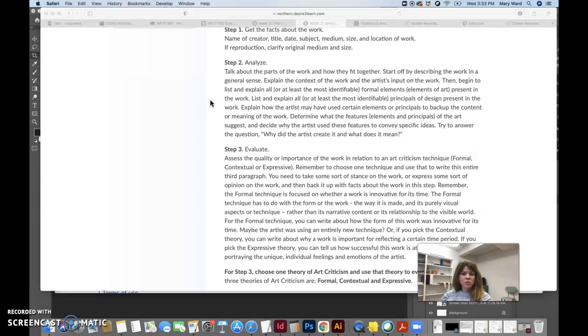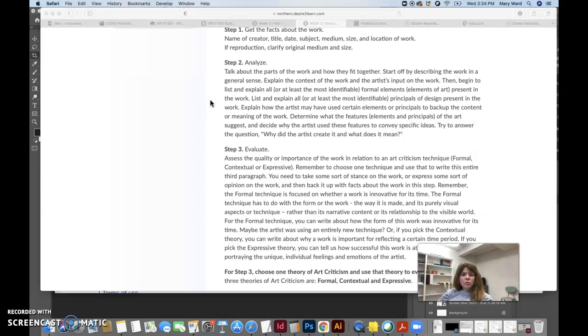Explain how the artist may have used either the elements or the principles to back up the content or meaning of the work. So how is the artist using color to back up the meaning of the work? How is the artist using symmetry to back up the meaning of the work? How is the artist using directional forces to back up the meaning of the work? Anything that has to do with the principle of design or element of art that the artist is using is probably going to be tying in to conveying some sort of meaning.